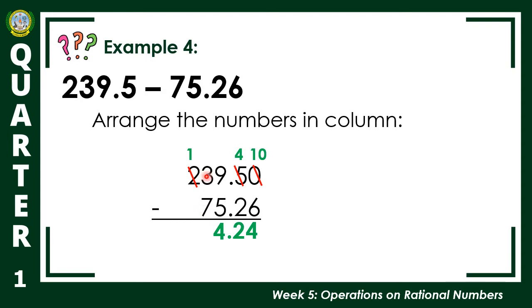3 minus 7 cannot be ulit. Borrow 1 from 2. 2 will become 1. And yung 3, magkaka-1 sa unahan, or madadagdagan ng 10, magiging 13. Okay? So, 13 minus 7 is 6. And then, 1 minus wala po. So, ibig sabihin, bring down lang yan. So, 1, ayan, magiging 164 and 24 hundredths. So, this is our final answer.